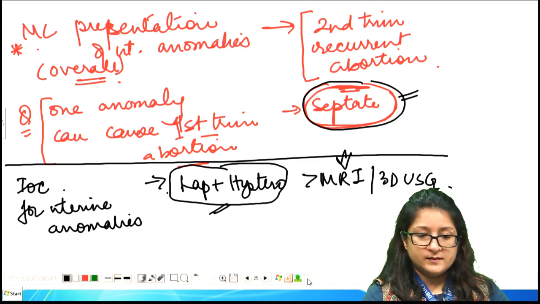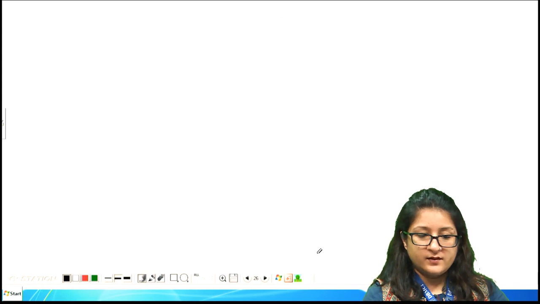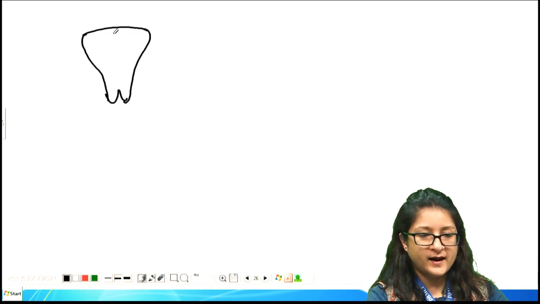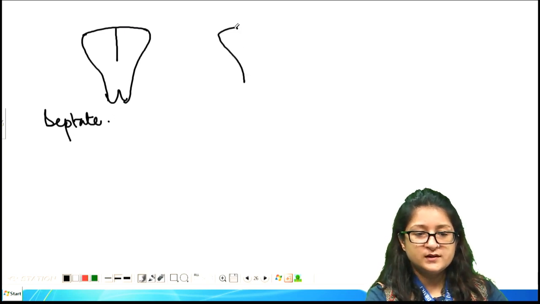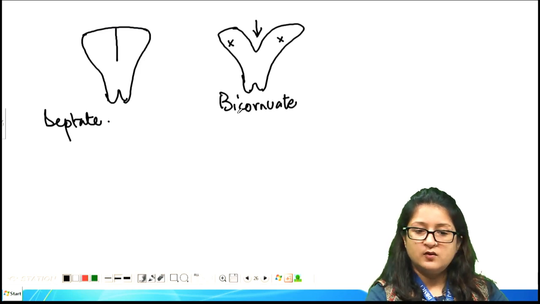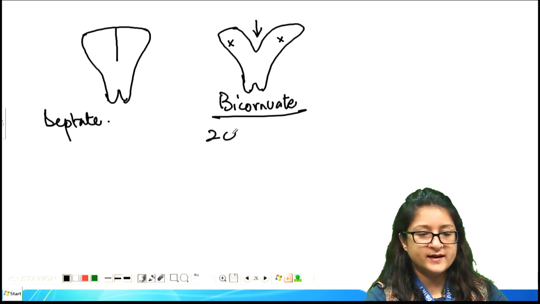So we can understand that a septate uterus is something like this, okay? This is the uterus and this is the septum, all right? And this is a septate uterus, okay? Whereas a bicornuate uterus, there is a dip here. So this is the bicornuate uterus, okay? There are two cavities and one cervix.